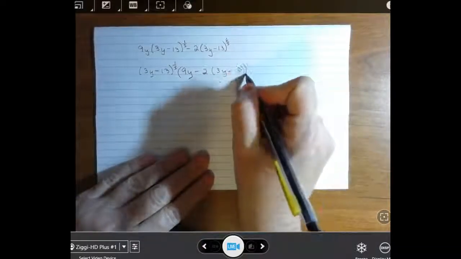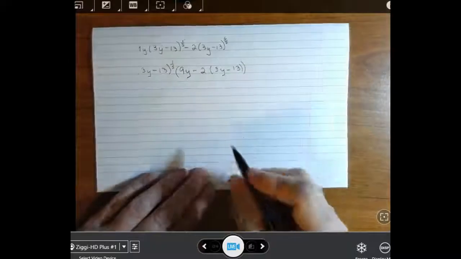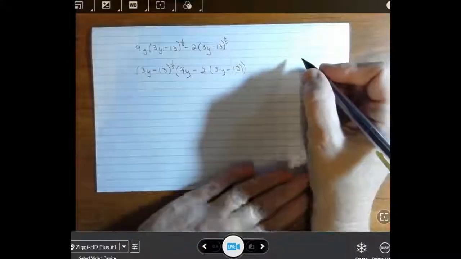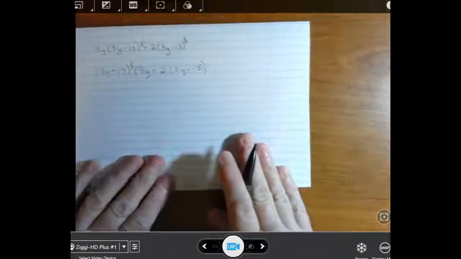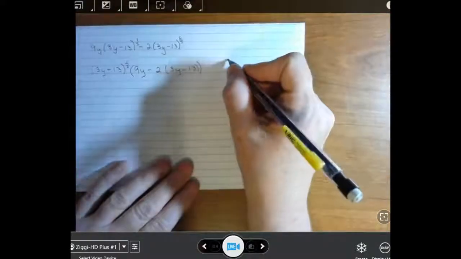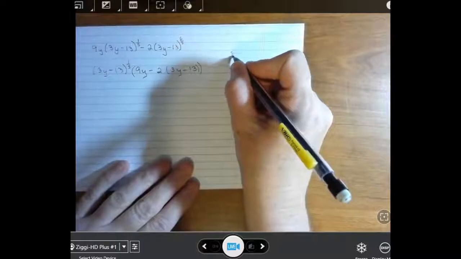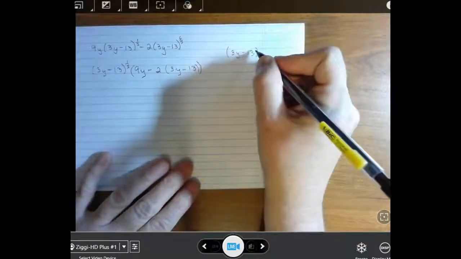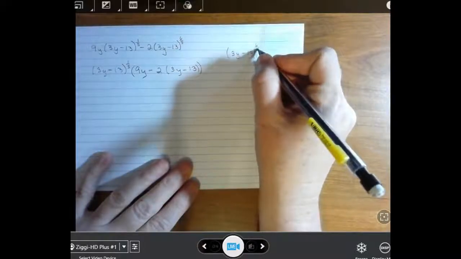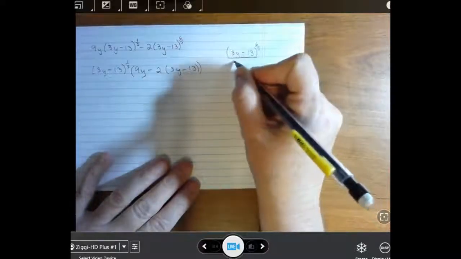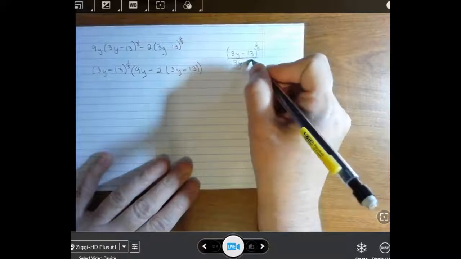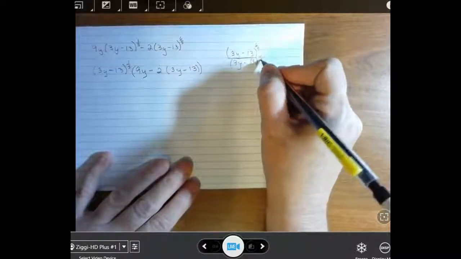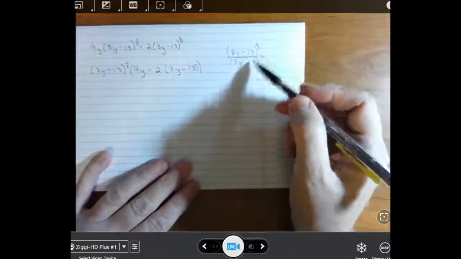And I don't know why it keeps wanting to go out of focus on me. But now again, what happened here? And in case you're not sure what happened, let me see if I can write it to the side here. What we did, we took this 3y minus 13 to the 6/5, and we factored out that 3y minus 13 to the 1/5. Okay, we factored it out.